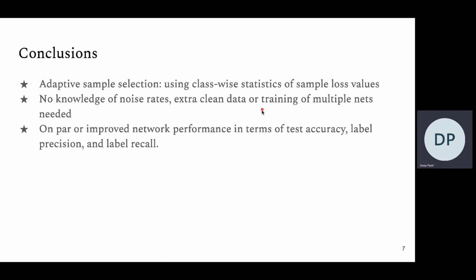In conclusion, we have proposed an adaptive sample selection scheme which uses class-wise statistics of the sample loss values. We do not need any knowledge of noise rates, extra clean data, or training multiple networks, and we have shown empirically on par or improved performance.